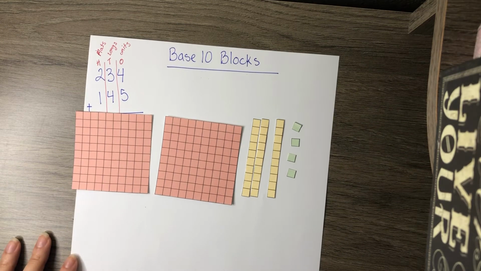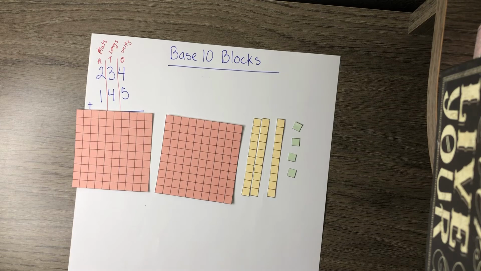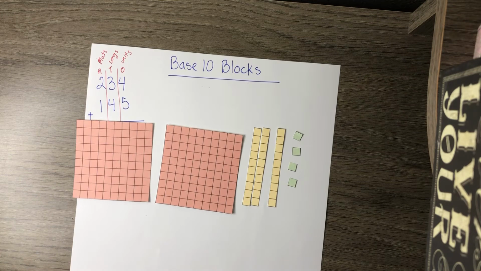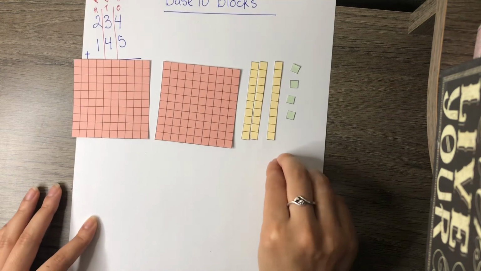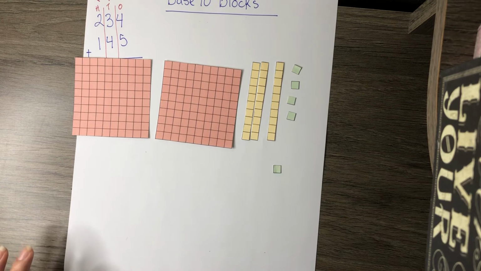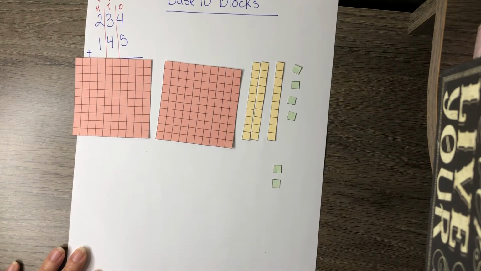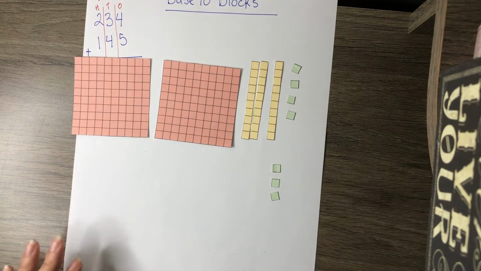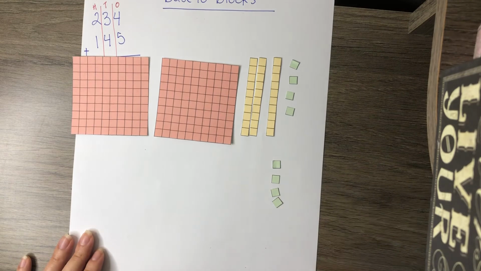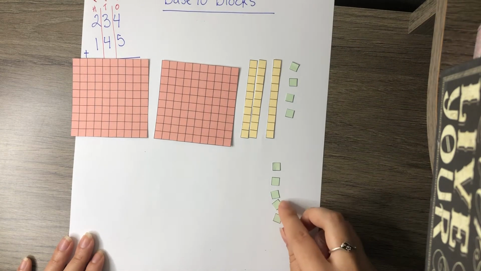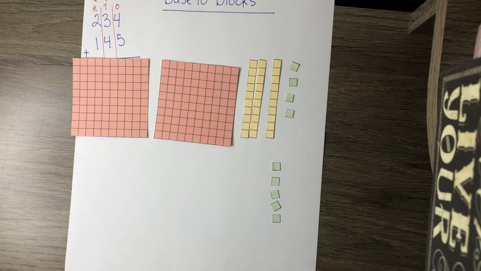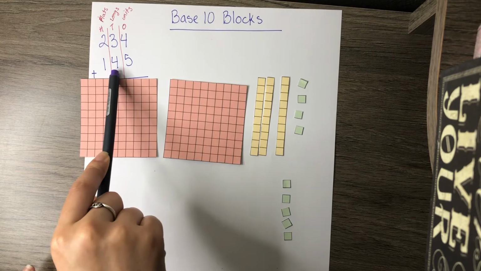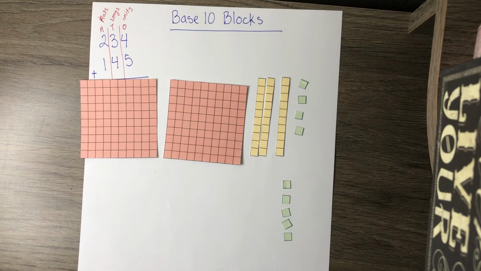Now we're going to do 145. So starting with our units, how many units are we going to need? 5. We're going to need 5 units. So let's put these down. 1, 2, 3, 4, and 5. We have 5 units. Then we move to our tens place. We have a 4, and that's 4 longs. So we're going to put 4 longs.